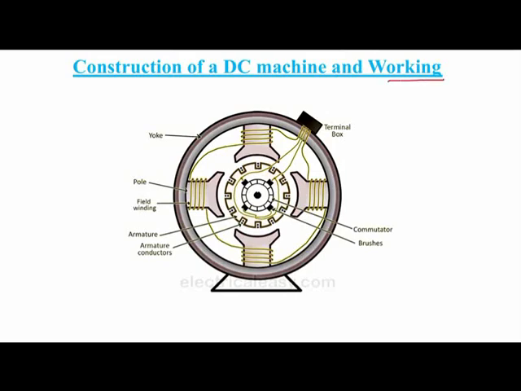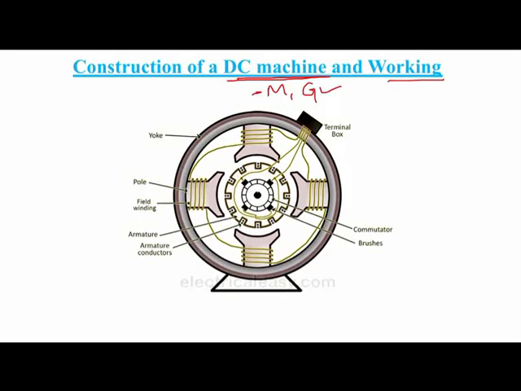In this topic we will discuss the construction of a DC machine and its working. A DC machine can be a motor as well as a generator. Generator means mechanical energy is the input and electrical energy is the output. For a motor it is vice versa: electrical energy is the input and mechanical energy is the output.